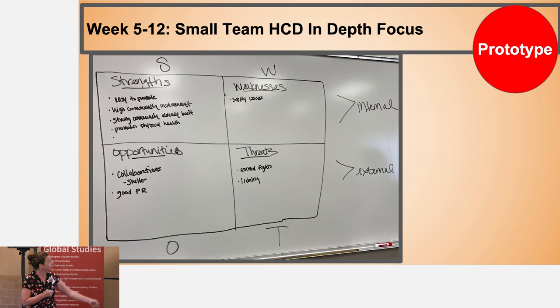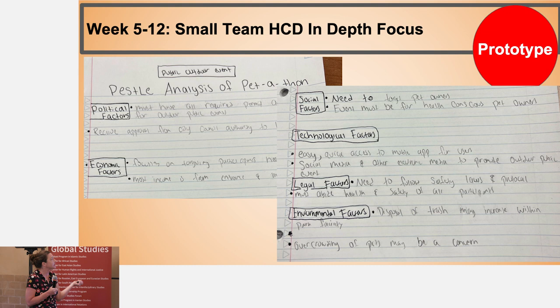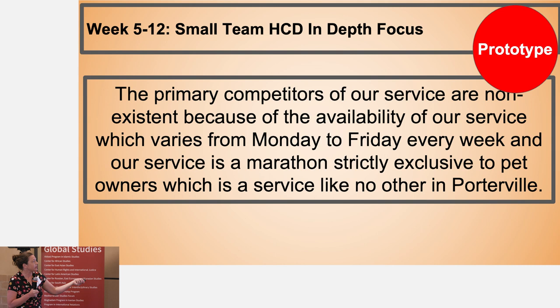While they're prototyping, they do a SWOT analysis, looking at the strengths, weaknesses, opportunities, and threats, both internally and externally, of their idea, as well as a PESTEL analysis, looking at political, economic, social, technological, legal, and environmental factors. So this is all part of prototyping, looking at what they are going to create. What is their solution going to look like? They also need to, of course, look at competitors, right? They can't come up with a product or a solution that's already out there.